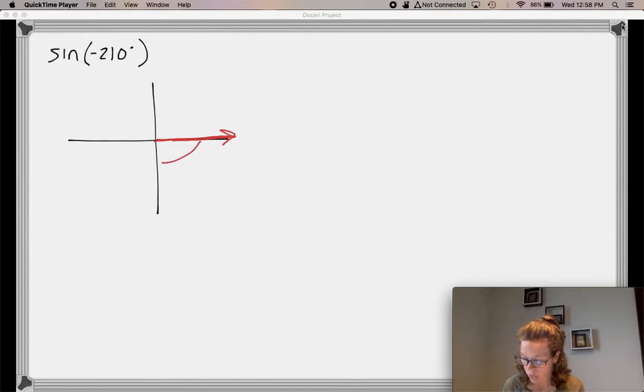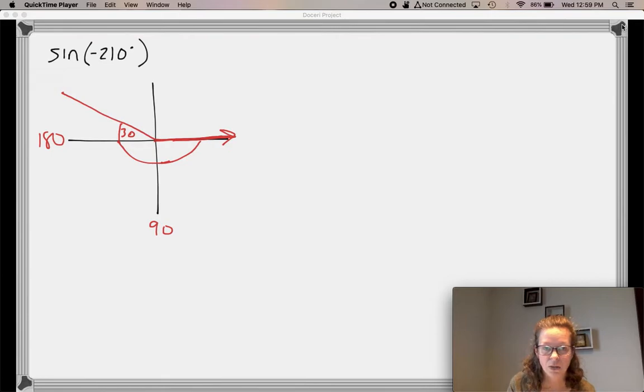So as I go around clockwise, I'd hit 90. I need to keep going. I'd hit 180. I need to keep going. Well, how much do I need to keep going? How far is 180 from 210? It's 30 more degrees. So I can do a subtraction there. So 210 minus the 180 gives me a 30-degree angle. Then connect to which axis? The x-axis. Every time connect to the x-axis. Make sure always connect to the x-axis.